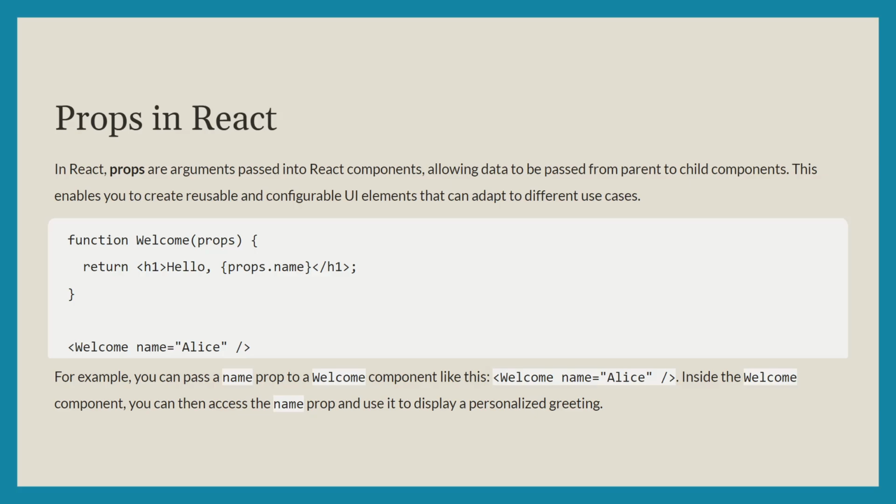Inside the Welcome component, you can then access the name prop and use it to display a personalized greeting. So I'll take an analogy. This might seem a little complicated, but I'm trying my best here. So for example, you have a parent and a child, right? So let's say the trait is eye color.